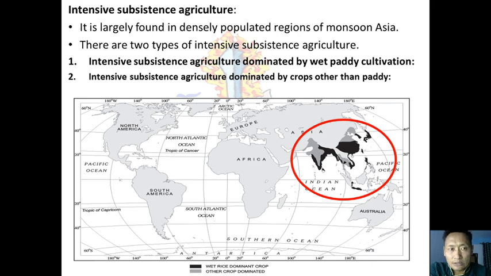So intensive subsistence is further divided into two: intensive subsistence agriculture dominated by wet paddy cultivation, and intensive subsistence agriculture dominated by crops other than wet paddy.